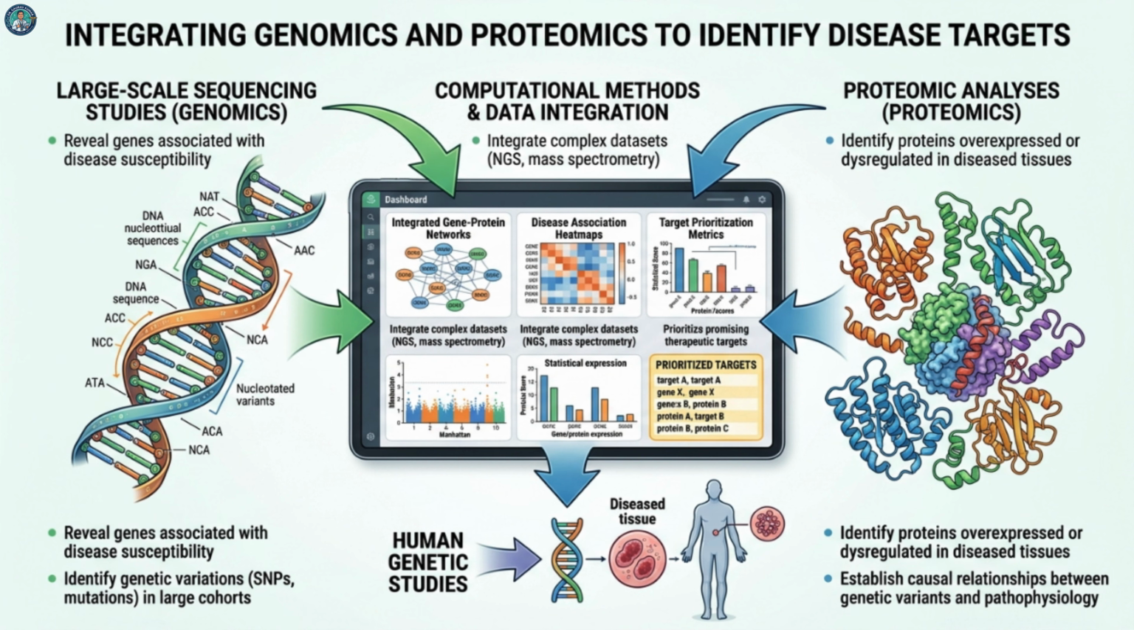Large-scale sequencing studies often reveal genes associated with disease susceptibility. Proteomic analyses identify proteins that are overexpressed or dysregulated in diseased tissues. Computational methods help integrate these complex data sets and prioritize promising targets. Human genetic studies are particularly valuable because they provide direct evidence linking specific genes to disease outcomes.